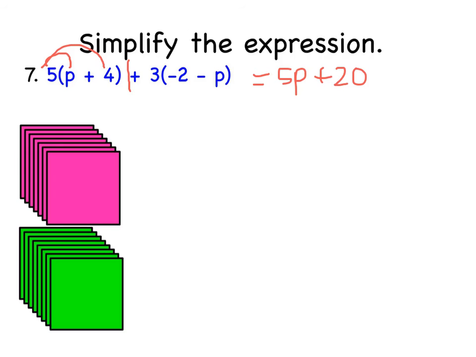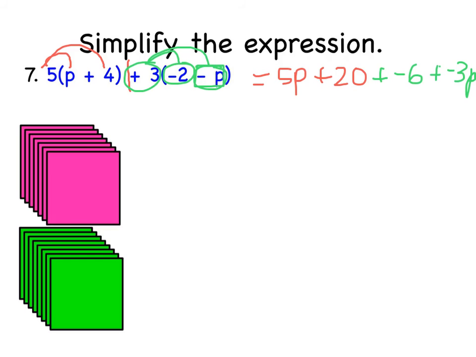Then I'm going to look at the second set. So I'm going to take that positive 3 and multiply it by negative 2. So I'm going to get plus negative 6. Then positive 3 times negative p is going to give me negative 3p. So that's my first step.